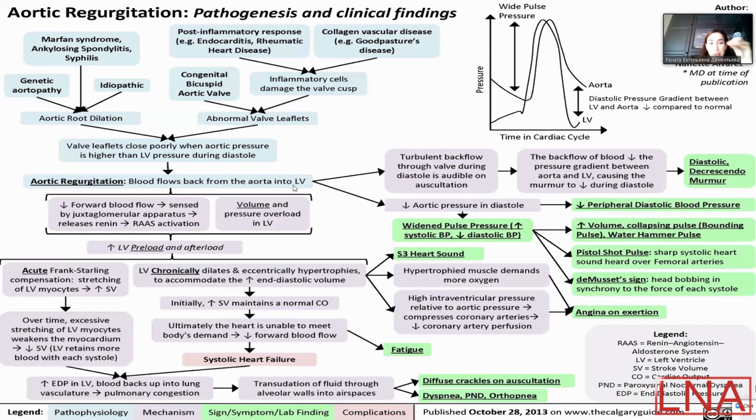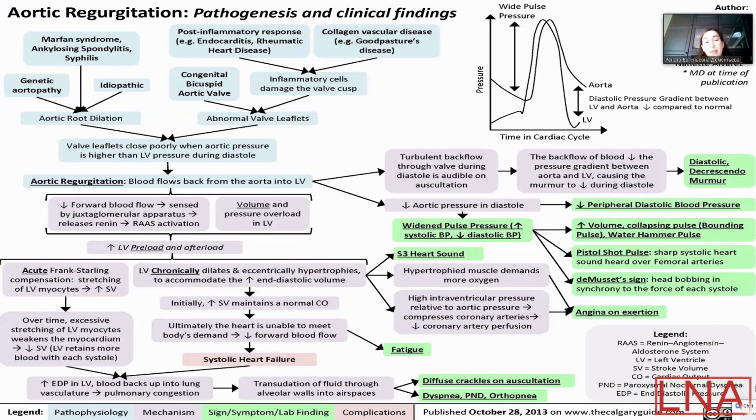Returning to aortic regurgitation, decreased forward blood flow is sensed by the juxtaglomerular apparatus, which releases renin, activating the renin-angiotensin system. Volume and pressure overload on the left ventricle lead to an increase in left ventricular preload and afterload. Two types: preload due to activation, and afterload due to activation. Next, acute Frank-Starling compensation: stretching of left ventricular cardiomyocytes leads to increased cardiac output.